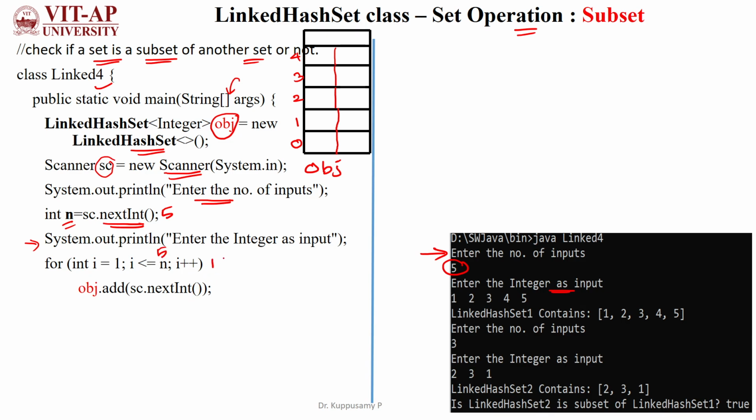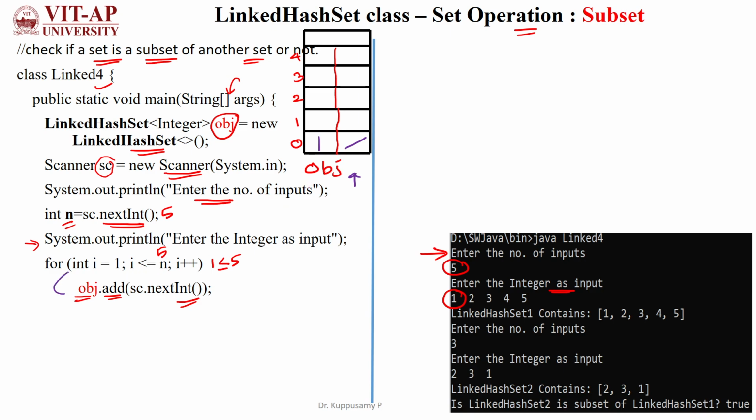At the first time, 1 less than or equal to 5 is true, so it enters the for loop, receiving the first input, which is then added into the variable obj. So obj has this structure here. Now 1 is added into the 0th memory location, which has a null value in the address field.